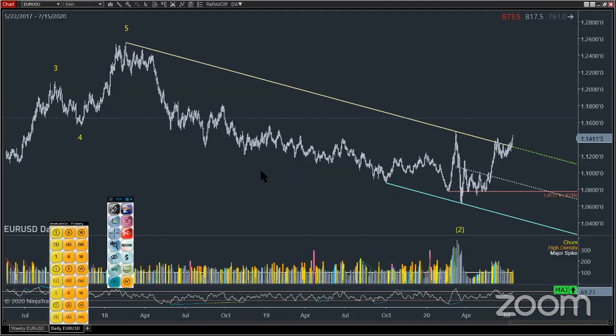No. The end of wave A of Y. Yeah, this is a really tricky one here, but this is like a running triangle. It's a 1, 2, 3, 4, 5. Then you got A, B, C, D, E. This is a big running triangle.